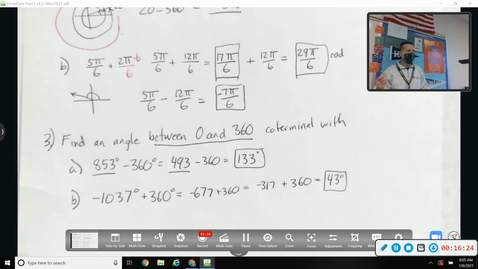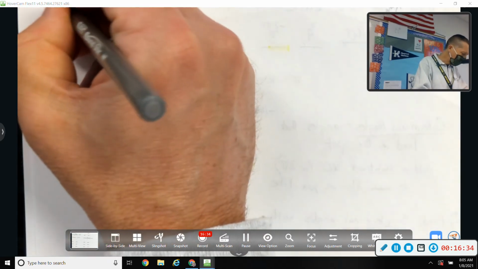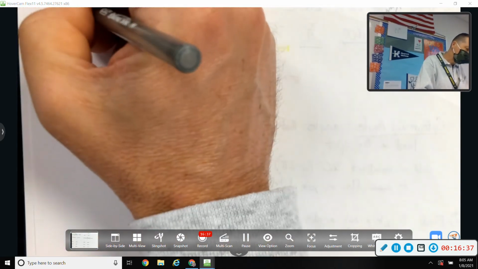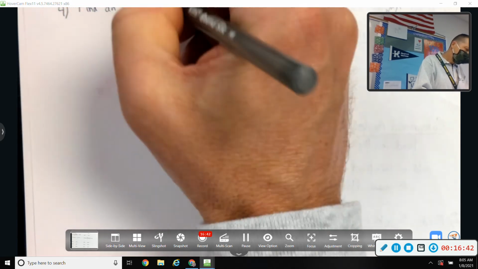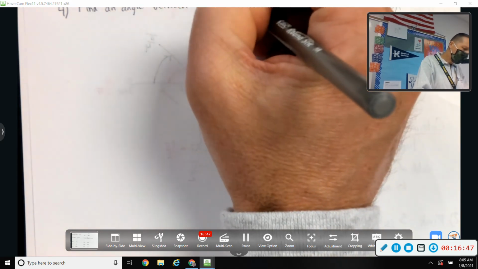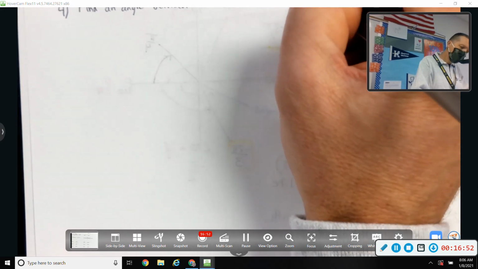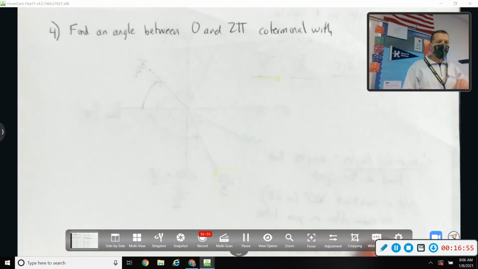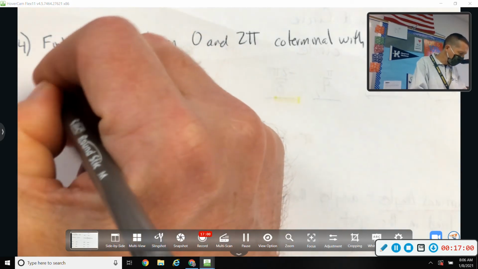So coterminal means add or subtract 360 as many times as you need to or want to, kind of depending on the question. Or 2 pi. Let's do one more type of question. Well, I guess it's the same type of question, it's just with radians. Find an angle between 0 and 2 pi, coterminal with, so same type of question, except now we're in radians.